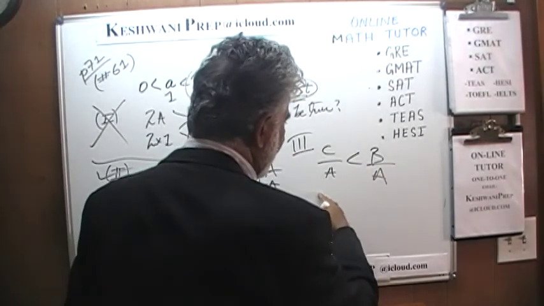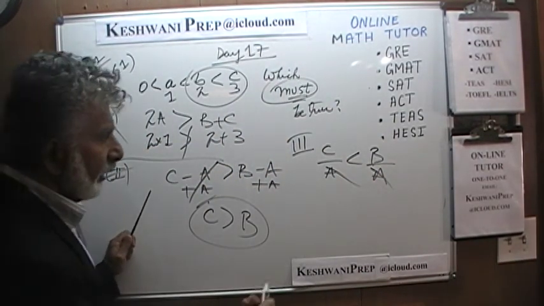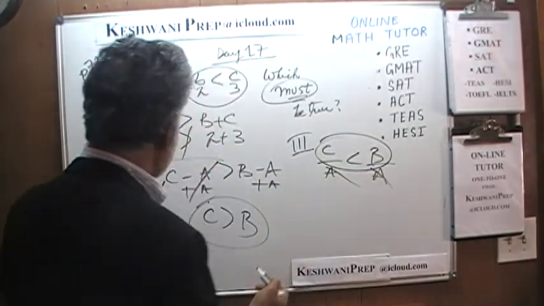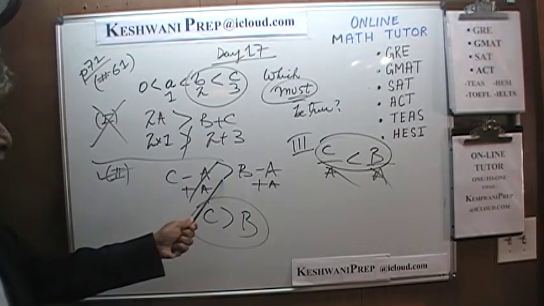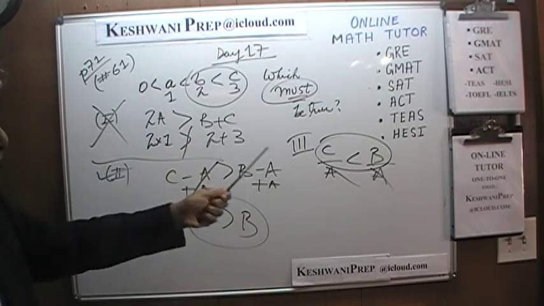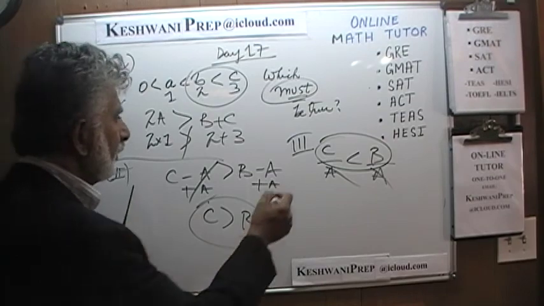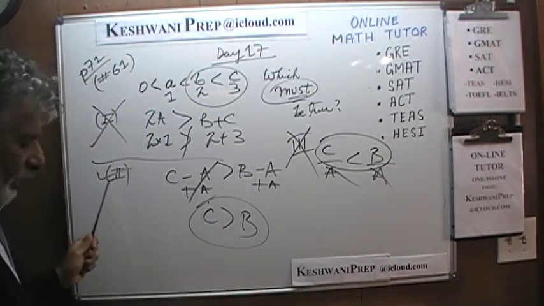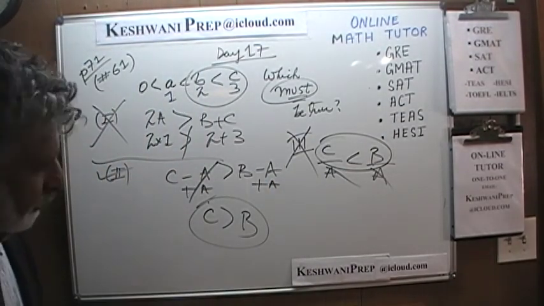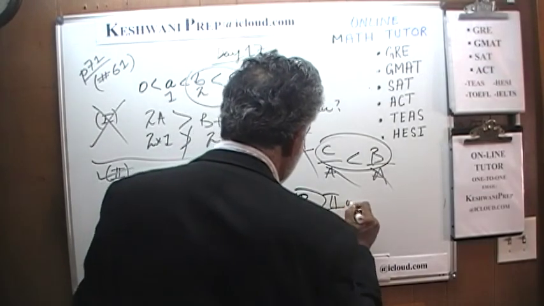If we multiply both sides by A, A is going to drop out. We can do that because they're all positive. And this says C is less than B. Or rather, C is greater than B here. It says C is greater than B, which is exactly what it says here. But here it's just the opposite. It says C is less than B, which is not true. So the answer is 2 only, which is answer choice B.